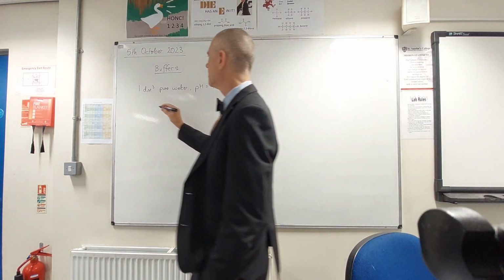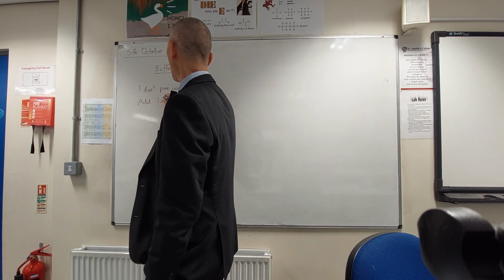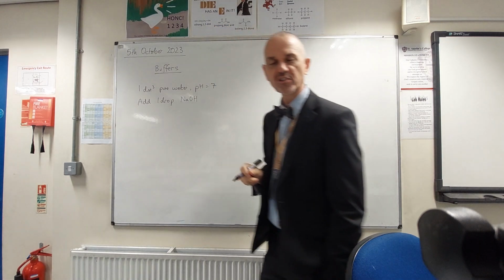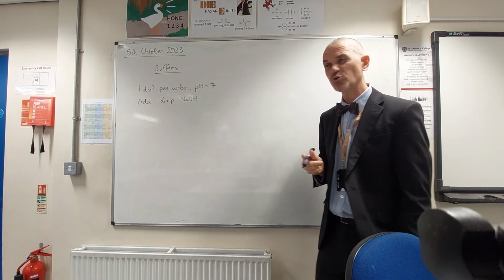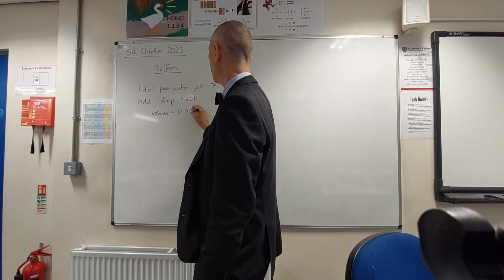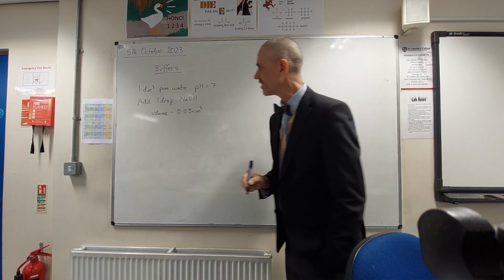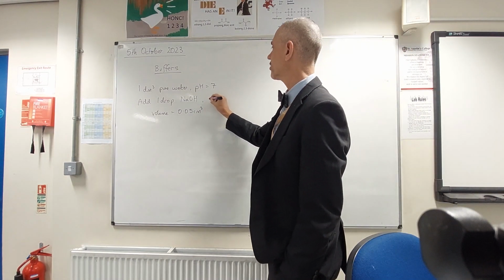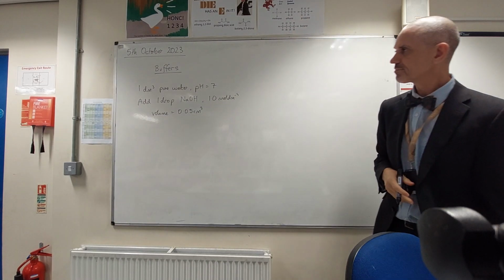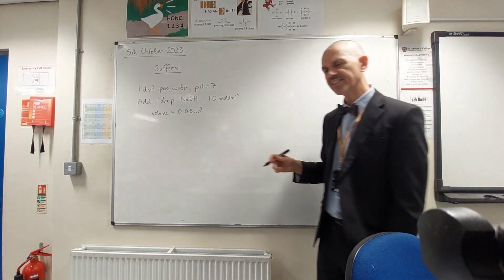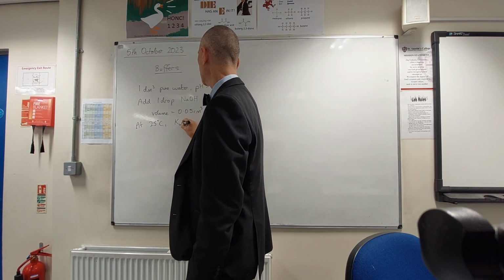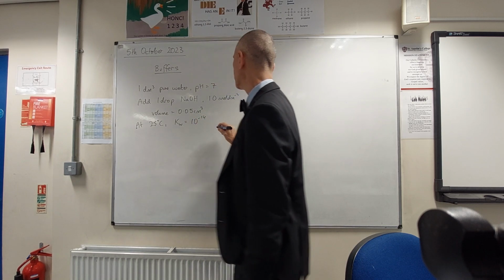And then we're going to add 1 drop of sodium hydroxide. 1 drop has a volume of about 0.05 of a centimetre cubed, and the sodium hydroxide has concentration 1 mole per dm cubed. And let's do this at 25 degrees. So Kw is 10 to the minus 14.